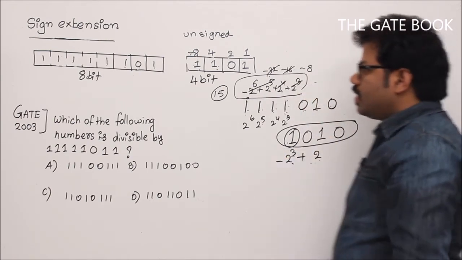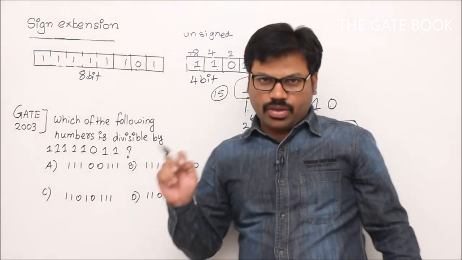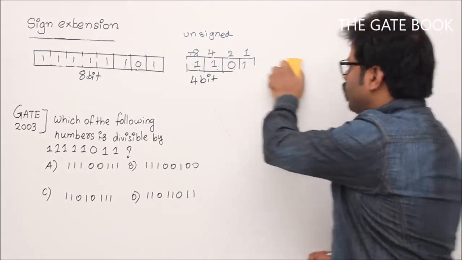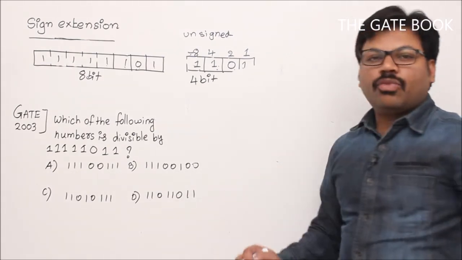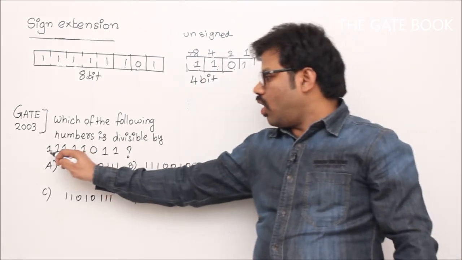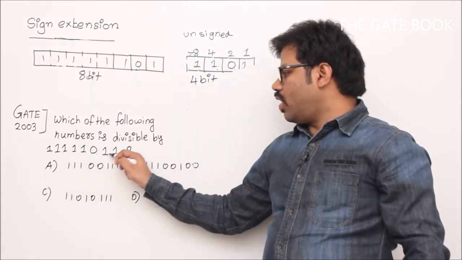That's why sign extension works for 2's complement numbers. Remember it. So this can be used as a shortcut for solving some problems. Sometimes in GATE, they ask questions like this: which of the following numbers is divisible by 1 1 1 1 1 0 1 1?